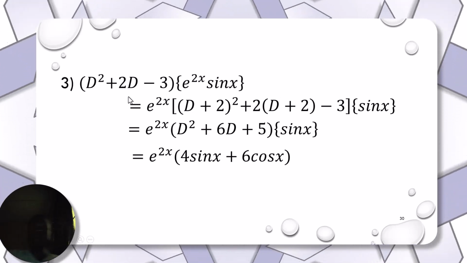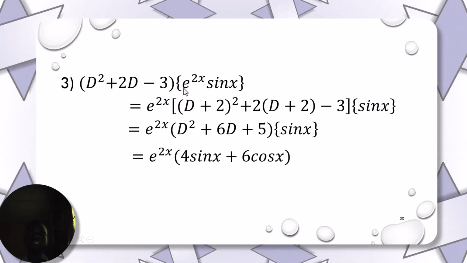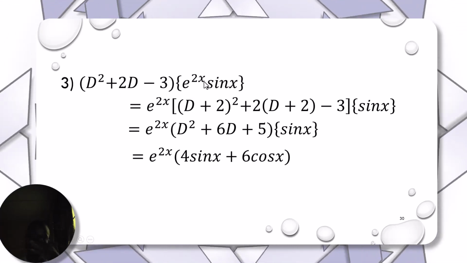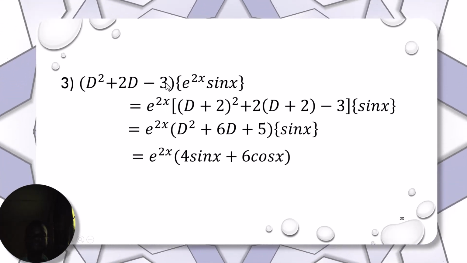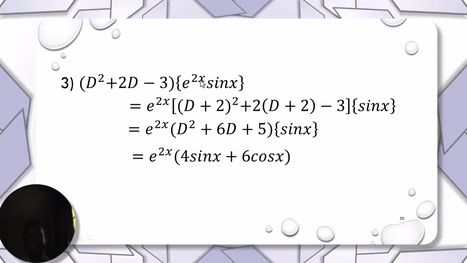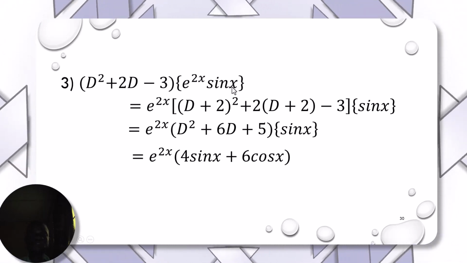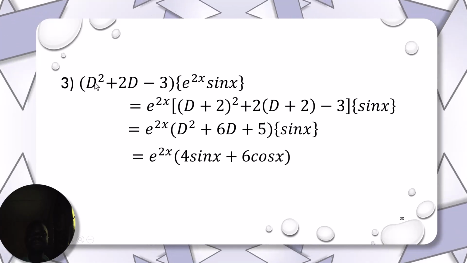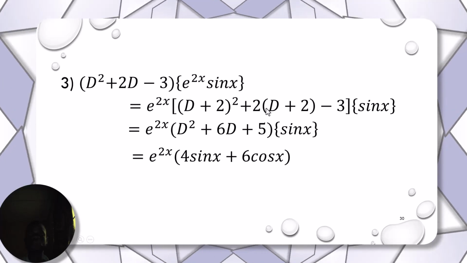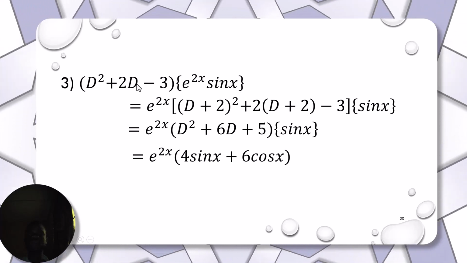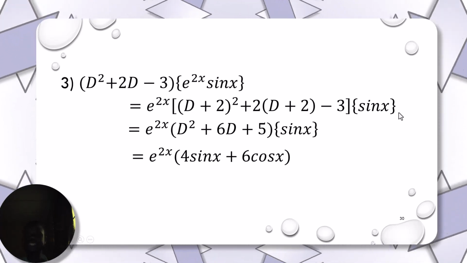Now I have another question here. I have d square plus 2d minus 3, then here I have e to the power of 2x sine x. Now I have an exponential, and I have a function of x also. So the simple way to solve it is just to replace my d with d plus a. So I have d plus a square plus 2. Here d will now be replaced with d plus a, and a is 2. Then minus 3, then sine x.